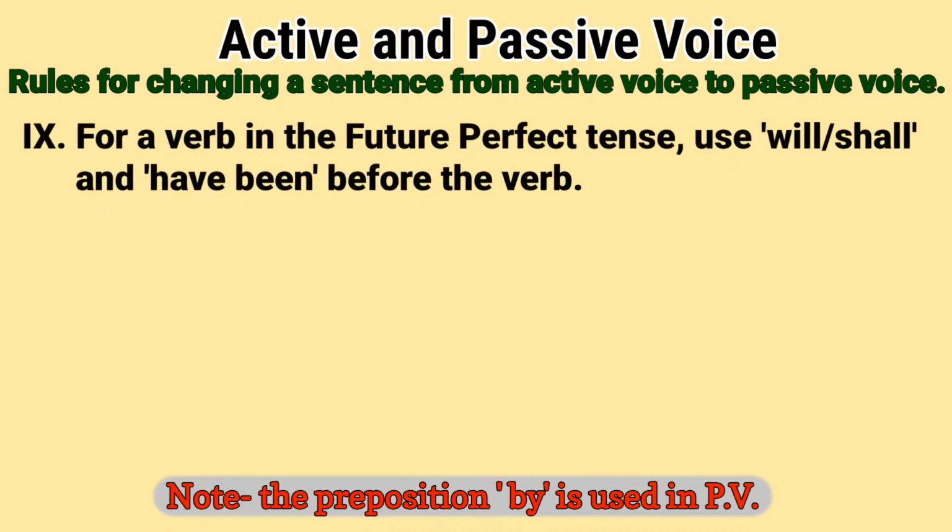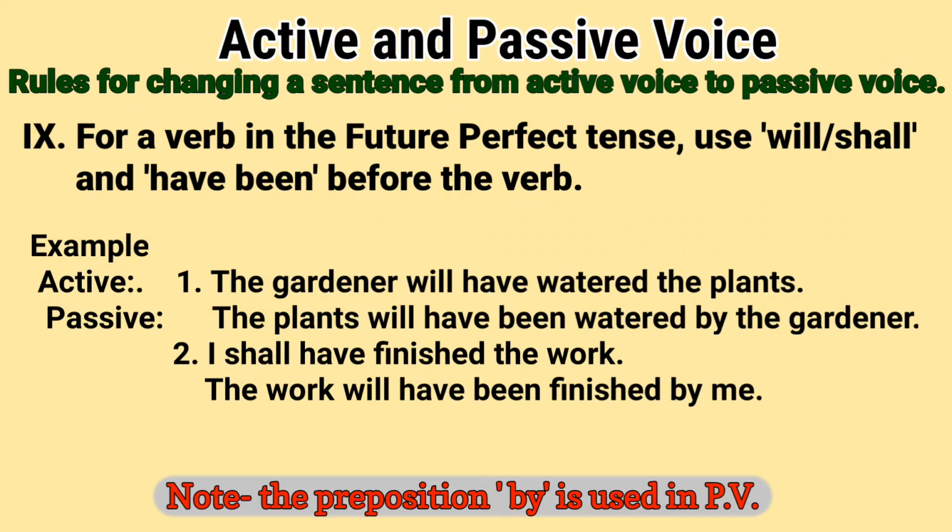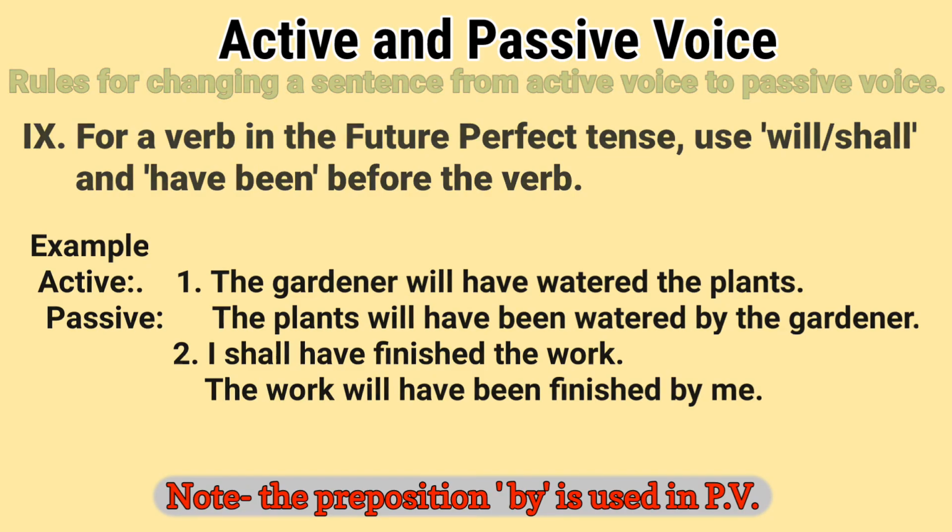For a verb in future perfect tense, we use will or shall plus have been before the verb. The gardener will have watered the plants. The plants will have been watered by the gardener. I shall have finished the work. The work will have been finished by me. Hope it is clear and easy now.